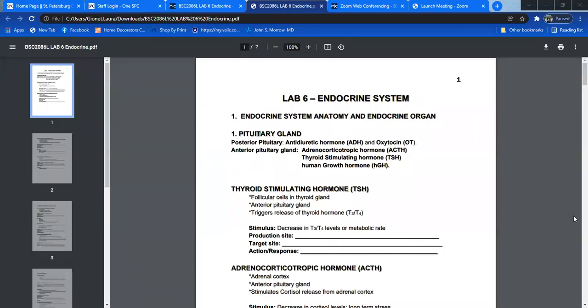Okay, we're covering the endocrine system. We're going to start with the top of the body at the pituitary gland and work our way down. So we're going to start with the pituitary gland.